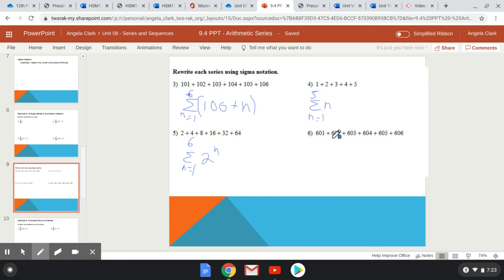All right, so one last one. We have 6 terms here. So I'm going to have the sum from n equals 1 to 6 of, this one is a lot like this one. It's going to be 600 plus n. Okay.